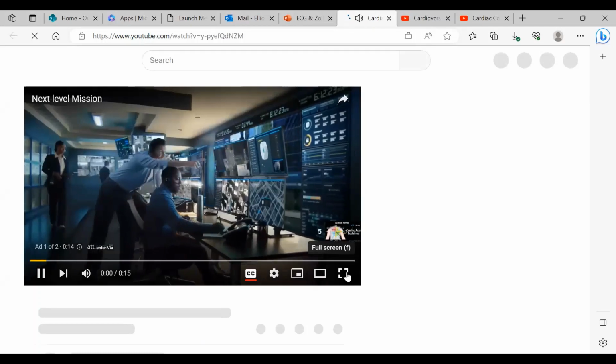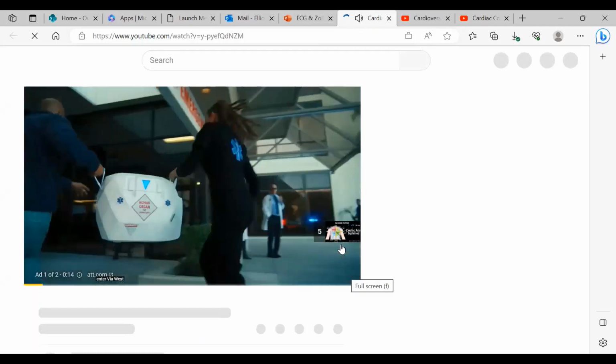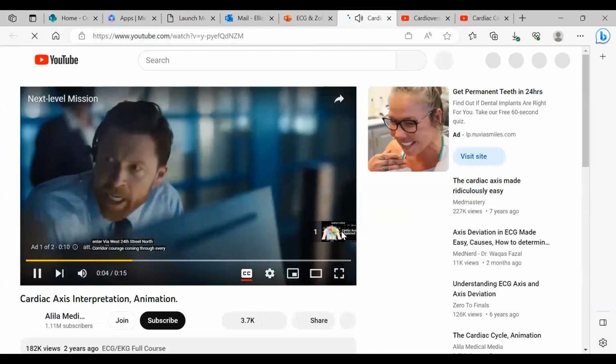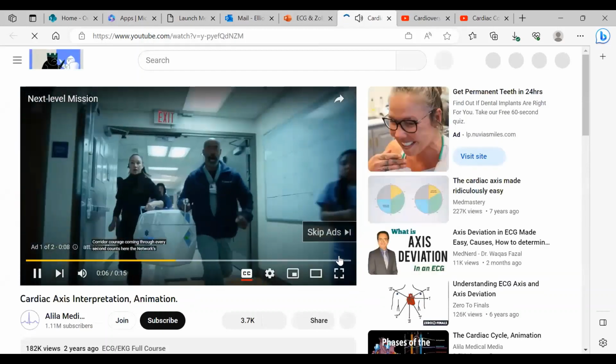Ads. Like, what are these guys doing? West 24th Street. North corridor, hurry. Coming through. Every second counts here. The network's got you covered.